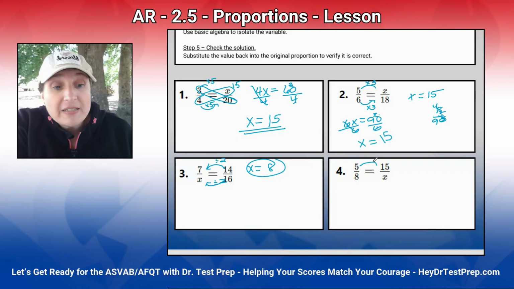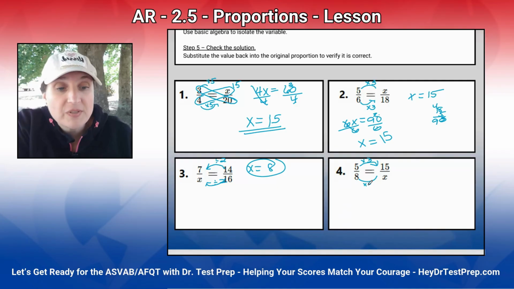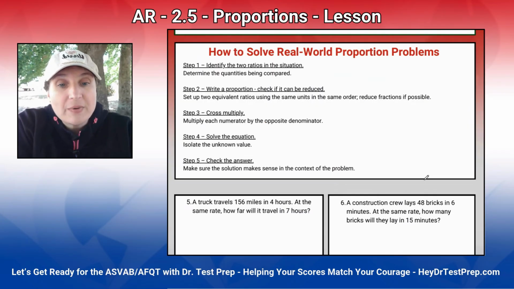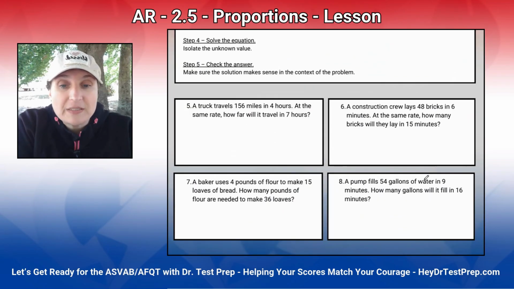Here, 5 times 3 gives me 15. 8 times 3 gives me 24. Now, those were easy. Now we're going to look at them in real world situations.